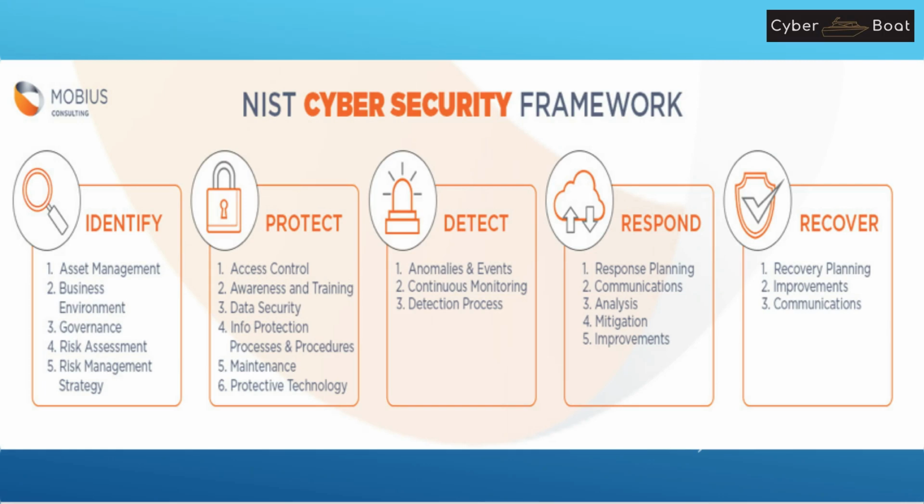Eradication. The next step is to remove the cause of the incident, such as by patching vulnerabilities, deleting malware, or otherwise addressing the root cause of the incident. Recovery. After the incident has been contained and eradicated, it's important to return systems and services to normal operation. This may involve restoring data from backups, reconfiguring systems, or other steps. Lessons learned.